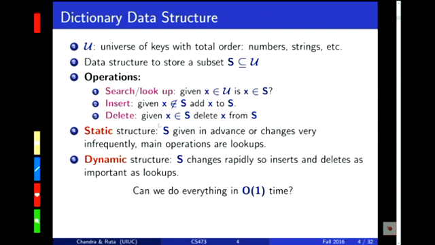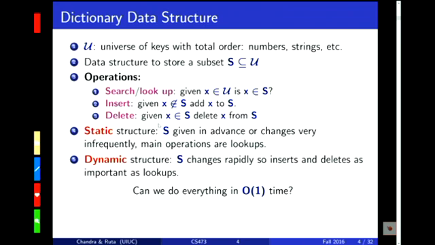And a dynamic one would be maybe a routing table, or a table for, say, some warehouse where there are a lot of items going in and out of the system.